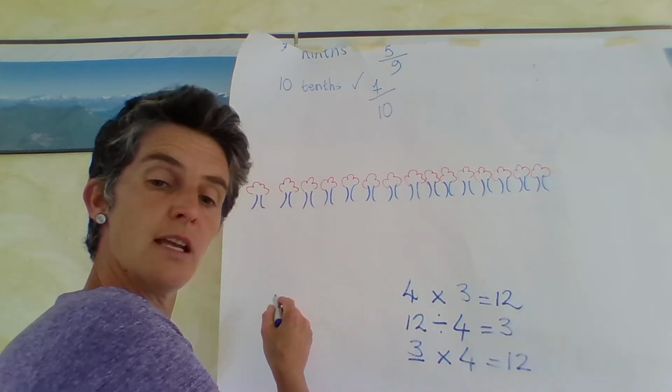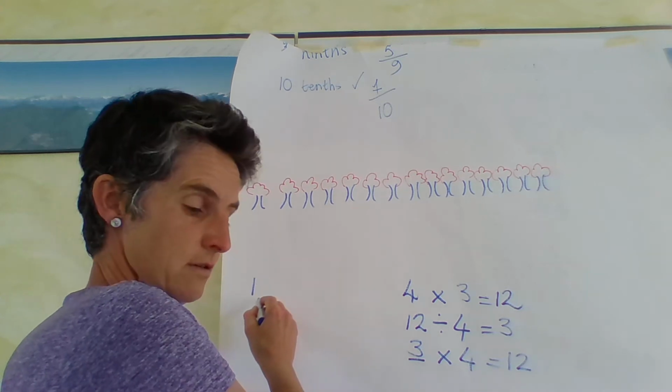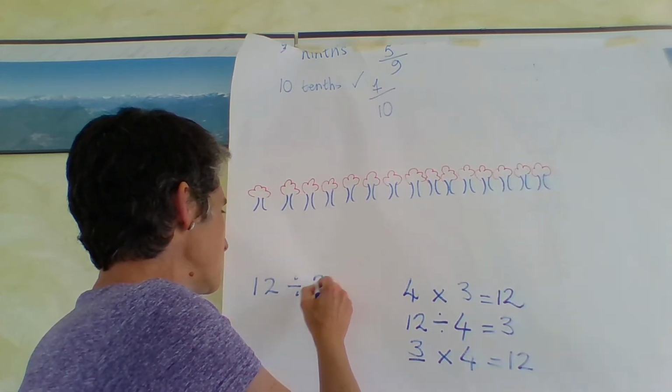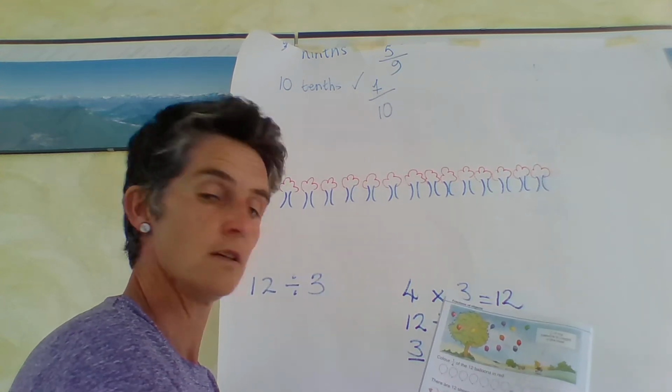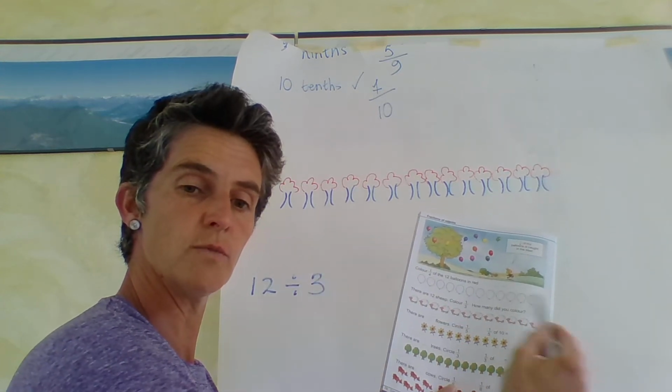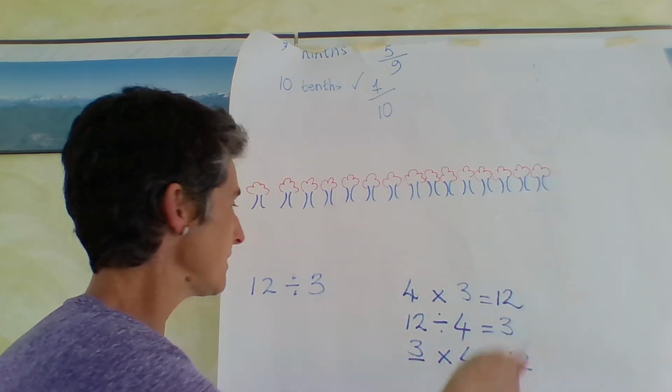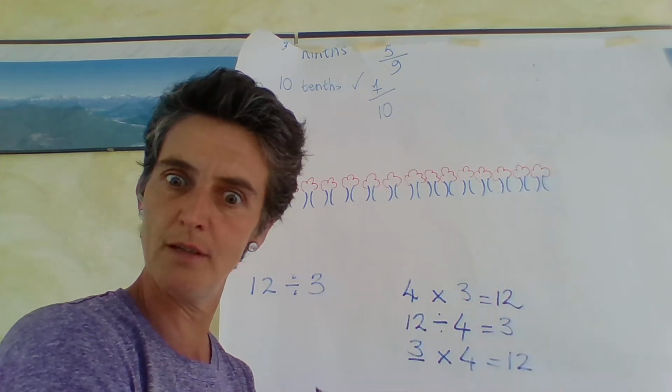You have to take your 12 sheep and divide it into 3 equal groups. So 3 equal groups, so you know how many sheep there are in each group. Okay, and again, you might be able to use the number families to help you.